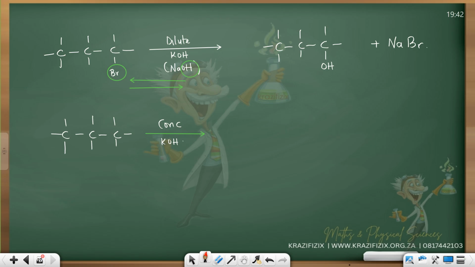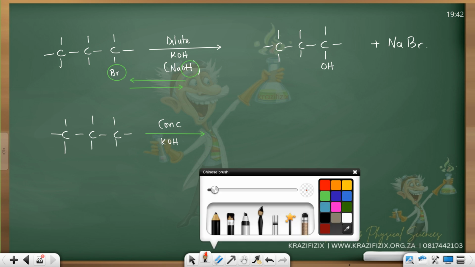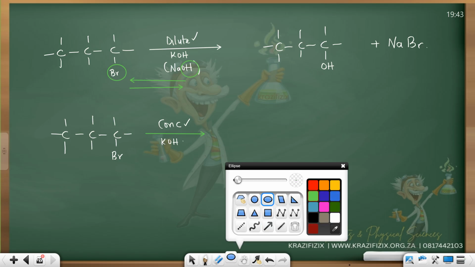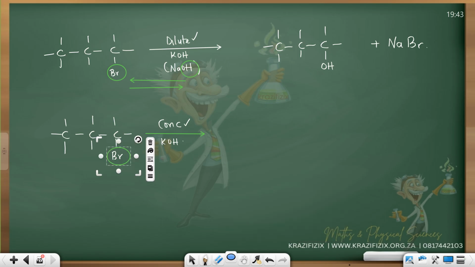But here is, and I'm going to shut down after this one, what is the difference between the two? Please watch. I still have my compound, but for one, I'm using dilute. For the second, I'm using concentrated. For the concentrated one, I'll have to eliminate. So what will it be? I would remove this guy, and I'll remove the hydrogen next to it.